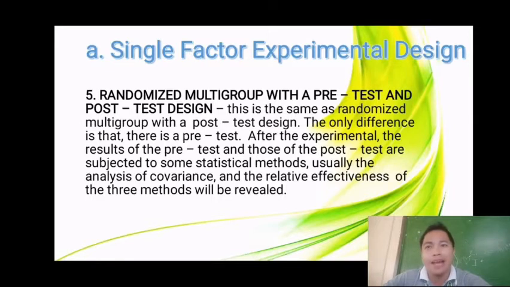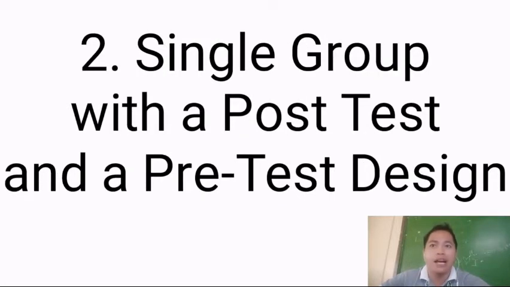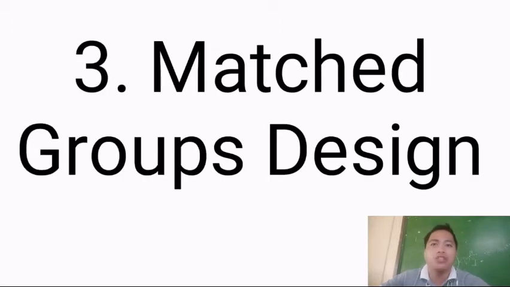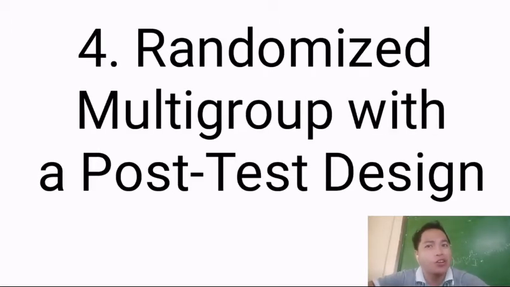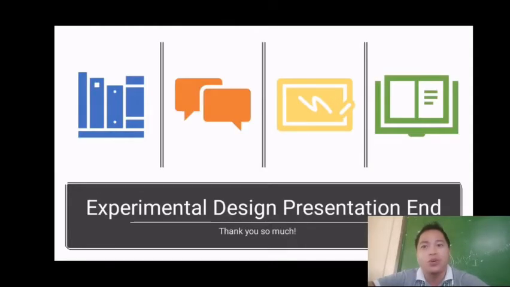So those are the five single factor designs. The first one, again, we have single group with only post-test design. Number two, we have single group with a pre-test and a post-test design. Number three, we have matched groups design. Number four, we have randomized multigroup with a post-test design. And number five, or the last one, we have randomized multigroup with a pre-test and post-test design. So that is the experimental design. Thank you so much.